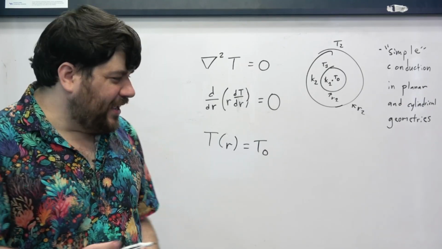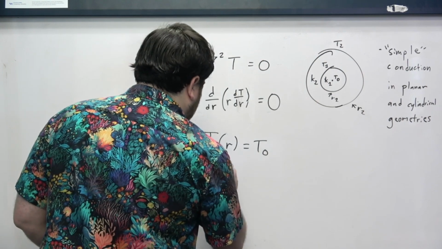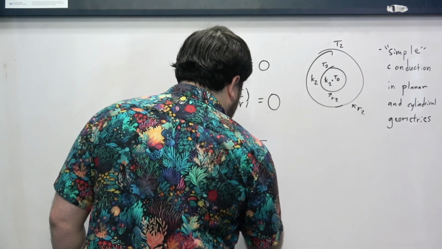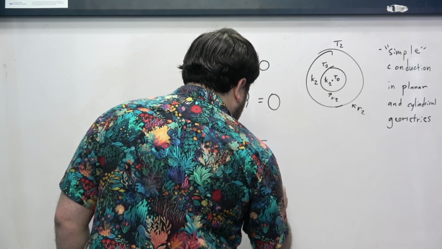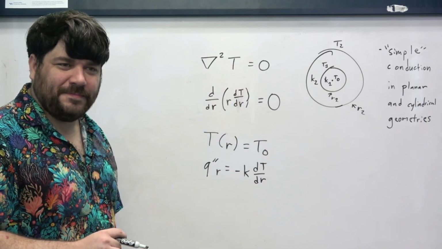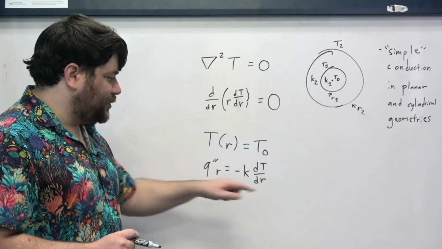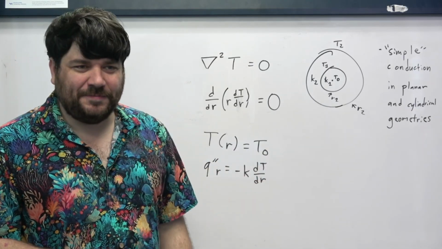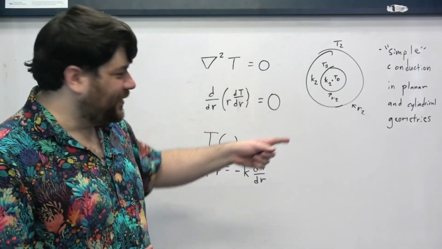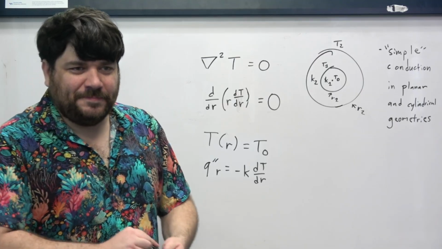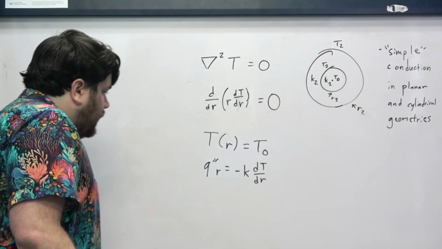Because remember, we said that the heat flux as a function of r is just minus k dT/dr. And there is no rate of change of the temperature with respect to r. This is just a constant. So there's no heat flux anywhere on the inside of the cylinder, and by extension, no heat transfer rate in or out. Always has to be true.